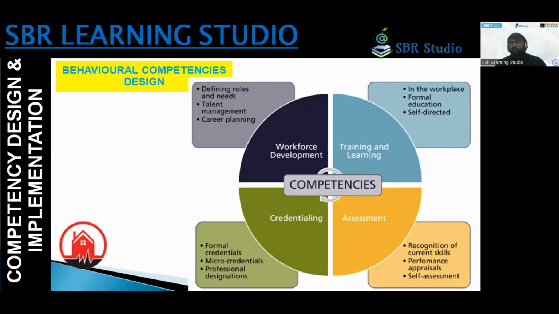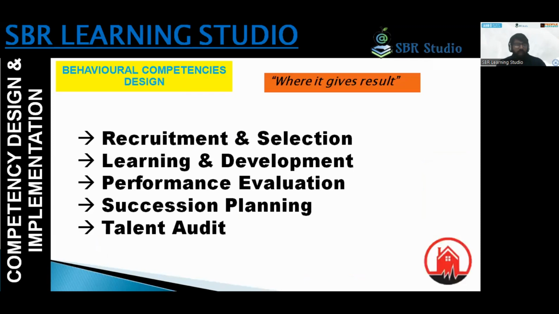When it comes to competency, you can utilize the behavior competency or the employee image design based on the competency. You can utilize it for multiple objectives in the organization: for your workforce development and planning, training and learning in the organization, and assessment and credentialing of your employees. Then it will help you while you are recruiting.